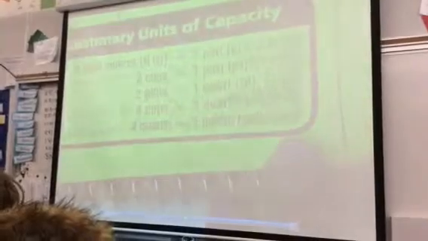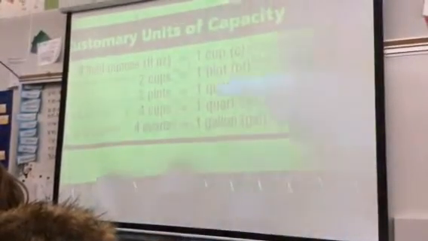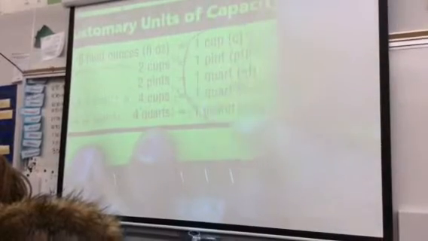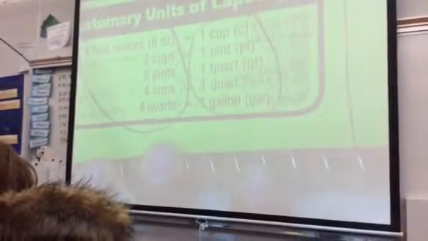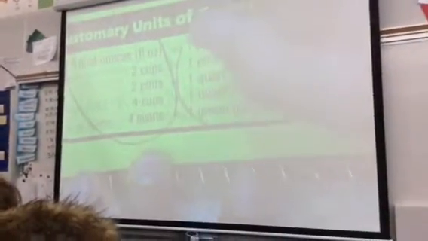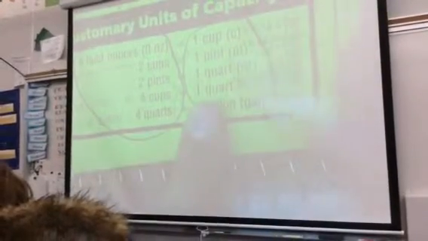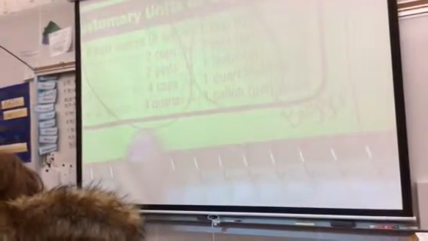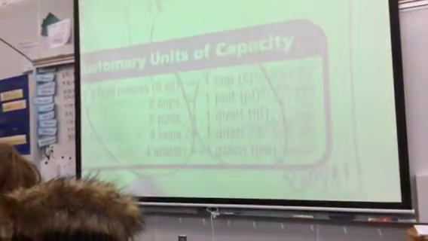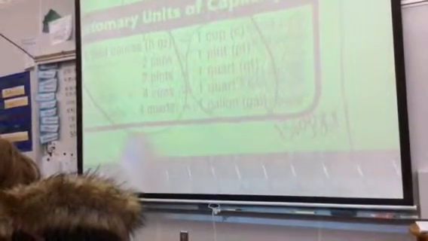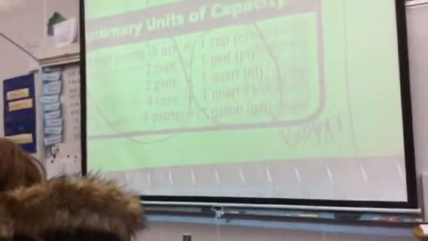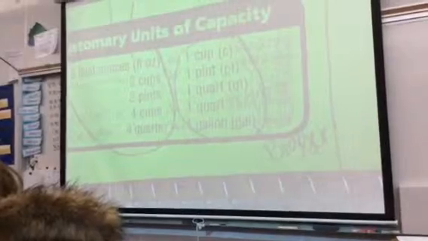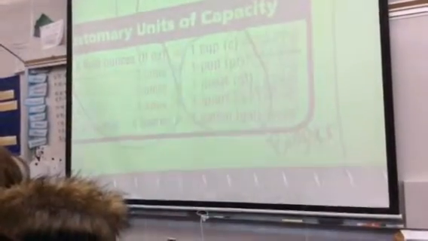So what I want everyone to do right now is, in your math journal, circle everything on the left and on the right, okay? And then we're going to draw a line, and we're going to write bigger on the right-hand side, and smaller on the left-hand side, okay? That'll really help you to know, am I going from smaller to bigger or from bigger to smaller when we're converting things, okay? So to start with, we have 8 fluid ounces that equals 1 cup.